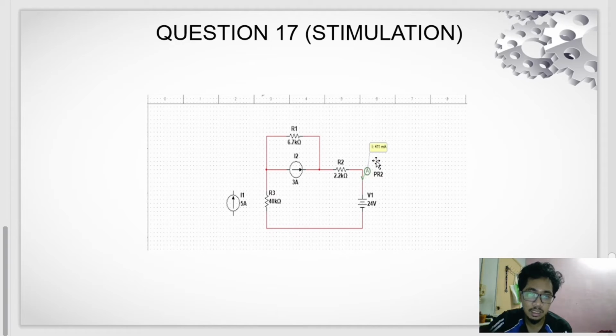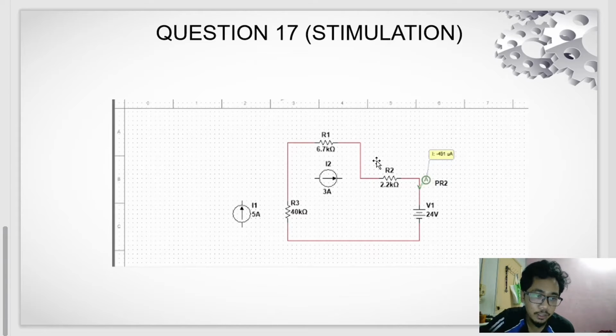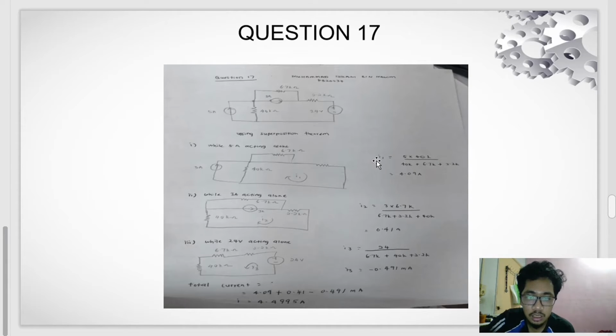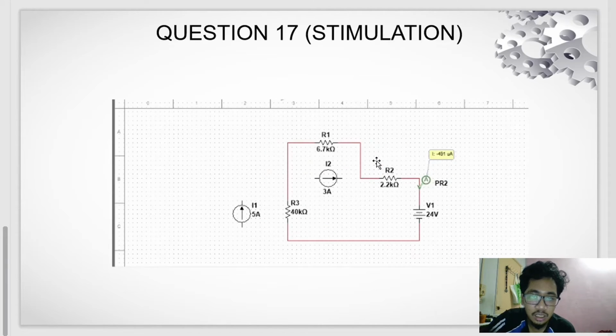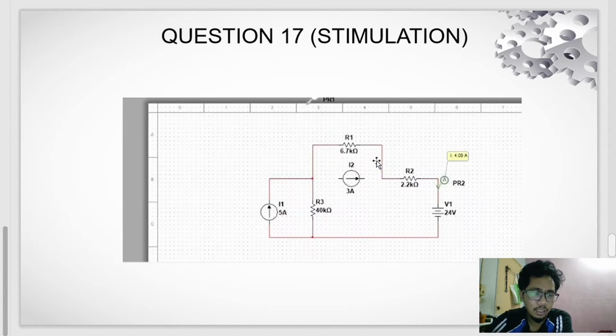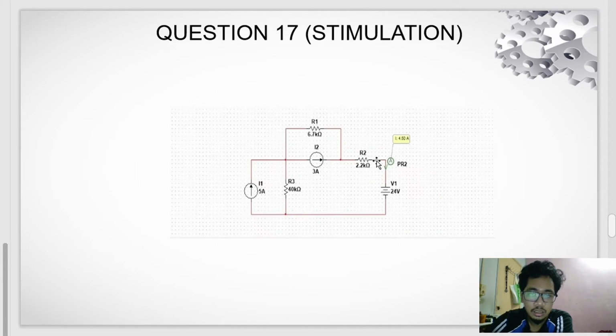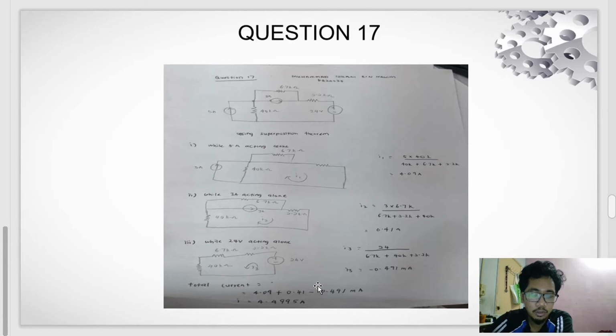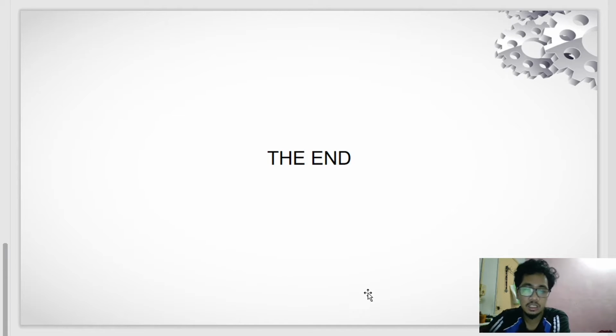Which is the same as the simulation for 411 milliampere. The third one is negative 0.49 milliampere, which I can get as 491 microampere in the simulation, which is the same as the answer that I calculated. And the last one is the total current of this question, which is 4.4995 ampere. I think that's all for me.